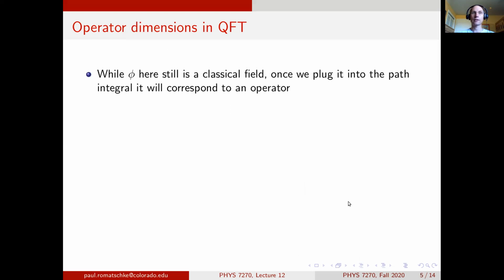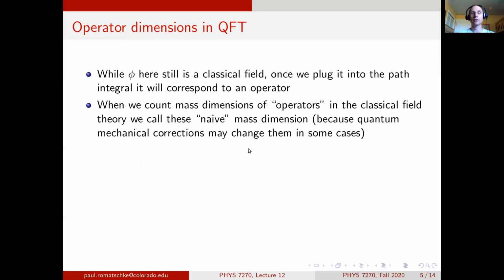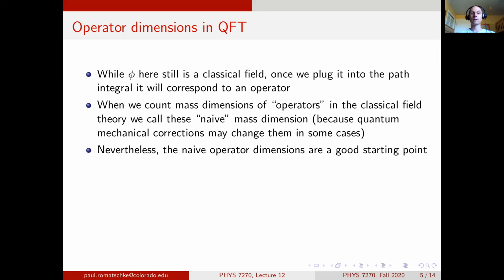Note that all of our discussion so far has been for the classical field theory. Once we plug that into the path integral, we get the corresponding operator that corresponds to that field or combinations of fields that we discussed. The mass dimension in the classical field theory is something like a naive mass dimension. The reason for that is that once we get the corresponding operators in the quantum field theory, the operator mass dimension may get some quantum corrections, and it may differ from the naive mass dimension. However, the naive operator dimension is a good starting point for our setup.